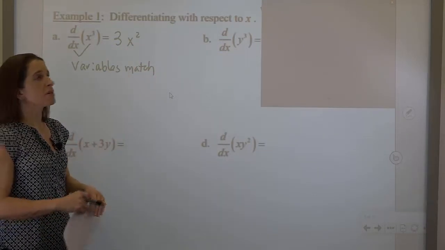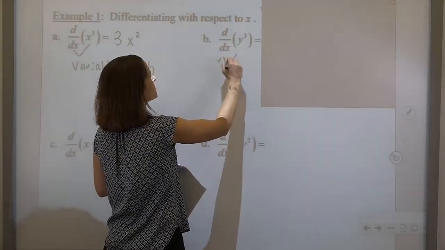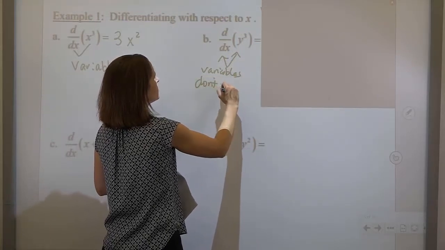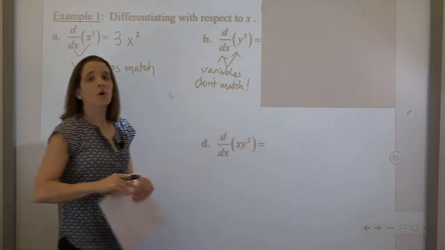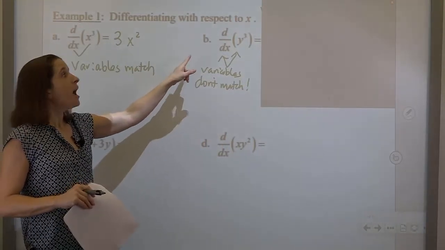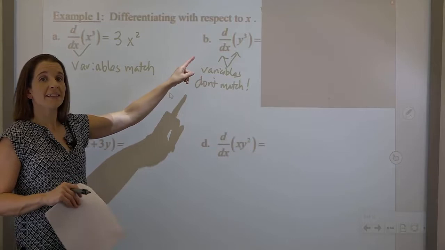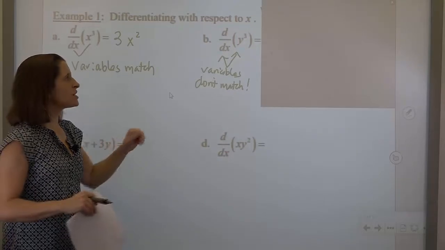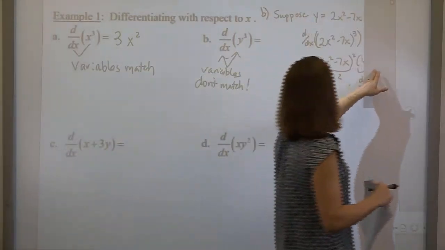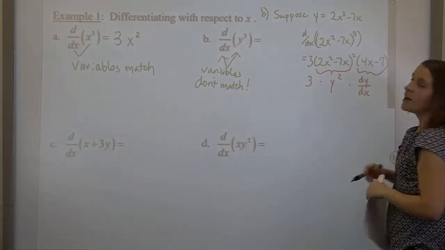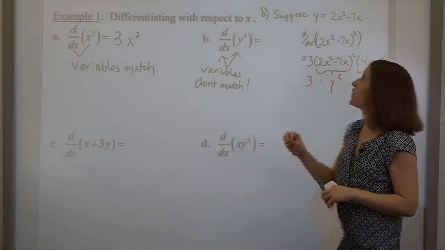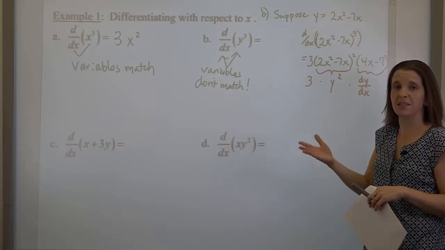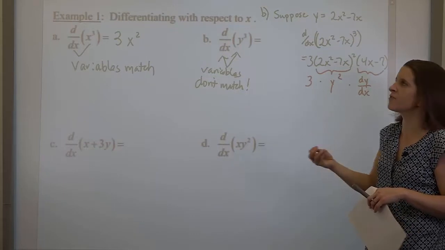The issue comes when our variables don't match. So I'm taking the derivative with respect to x of some function y. Now y is a function of x, I just don't know what it is. And I can't really do this and just make up something, but I'm going to show you. So y is some function of x. I don't know what, but let's pretend. So let's pretend y is this function of x. That's what I mean. It means it's more complicated than just 1x to the first. It's some function of x.